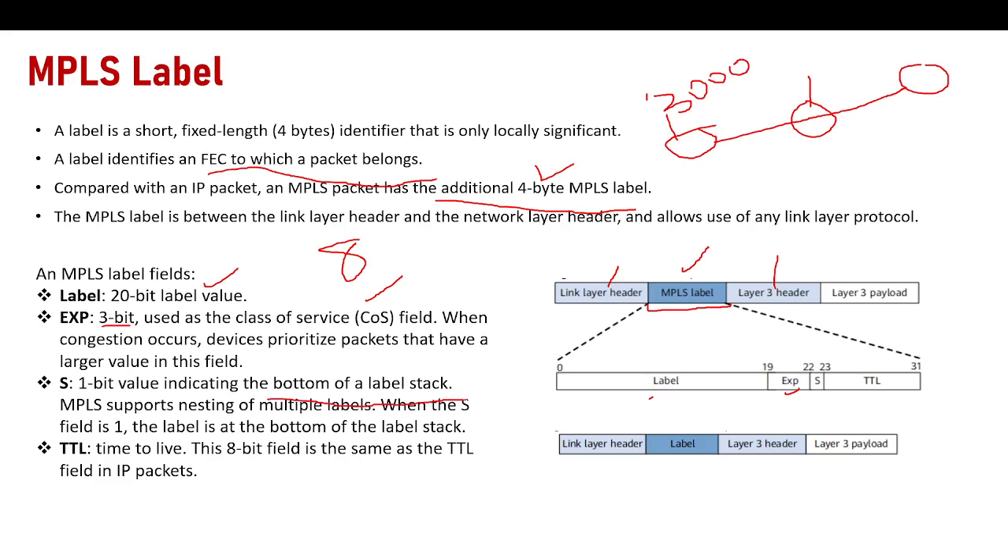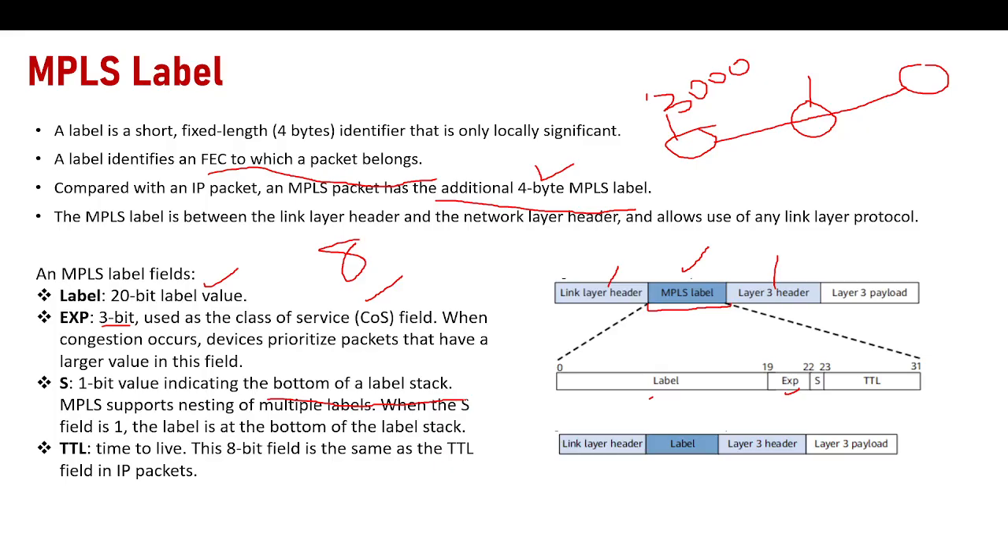Remember, you can have multiple labels on an MPLS packet. You can have a chain or a stack of labels, two or three labels. So the S bit will help us identify which one is the bottom of the label stack.